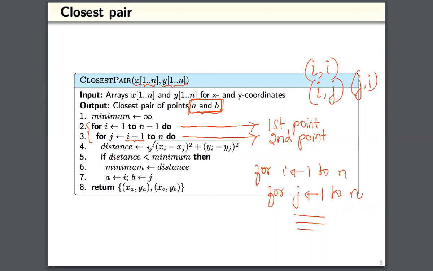Okay, and the distance is, apply the Euclidean formula to find the distance. If distance is less than the minimum distance, you update the min distance. Whenever you find the min distance, you store those points. The points are, say, the index numbers: A is I, B is J, and at the end of this, you will have stored those indices. So just return X coordinate of A, Y coordinate of A, X coordinate of B, Y coordinate of B. That's it. Make sense?